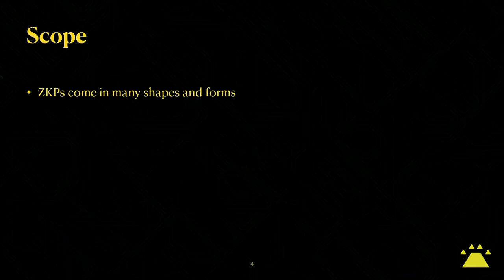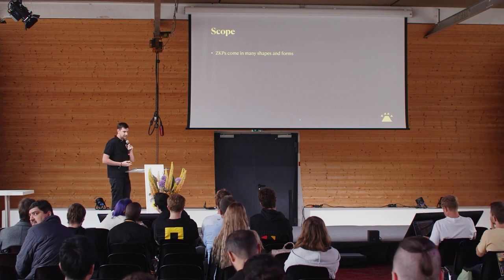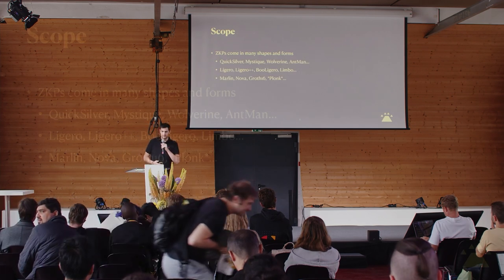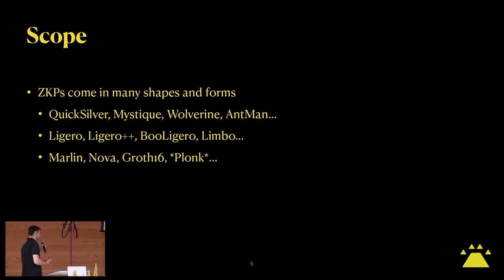I'm going to start with the scope of what I mean when I say zero knowledge, ZK, ZKP. I'm going to use this word many times in the talk. Obviously we have many ZKPs in different shapes and forms, and maybe we can divide them into several families. We have this line of work, Quicksilver, Mystique, Wolverine, Ant-Man, which is not the focus here. I think you can classify these as interactive zero knowledge proofs. We also have zero knowledge based on MPC in the head, Ligero, Ligero++, and so on. While fantastic work with really great performance, again, not what we look into right now when we talk about ZK in the context of hardware, and even not Mira, Nova, Groth16, and variations of Plonk, which are the protocols that we base most of our systems on.